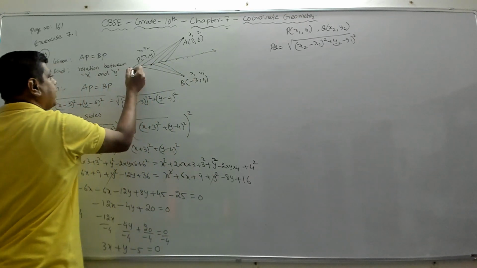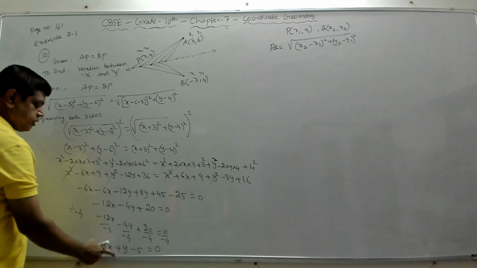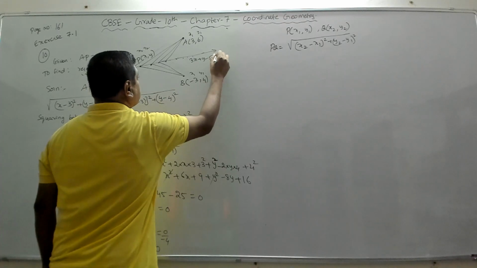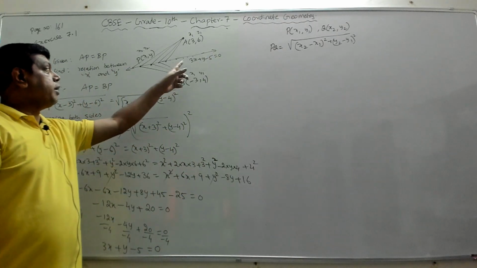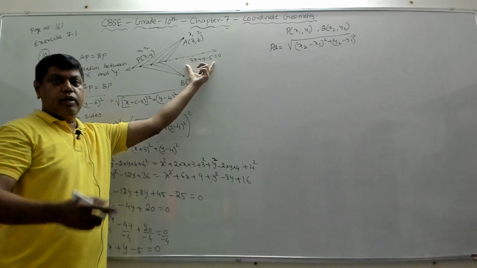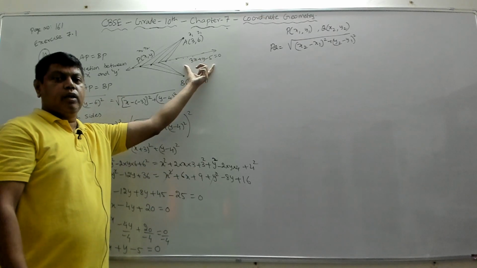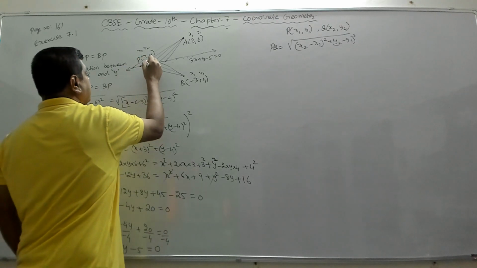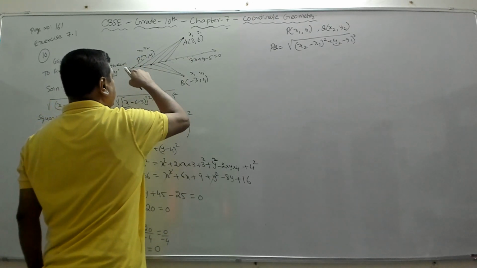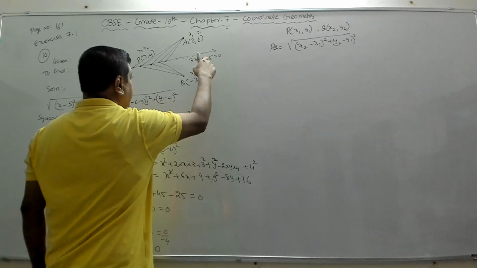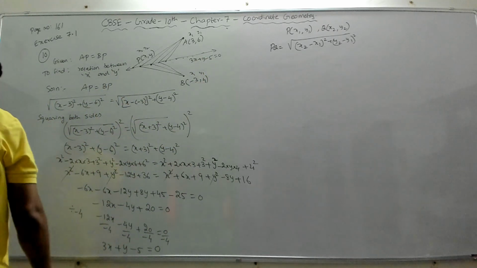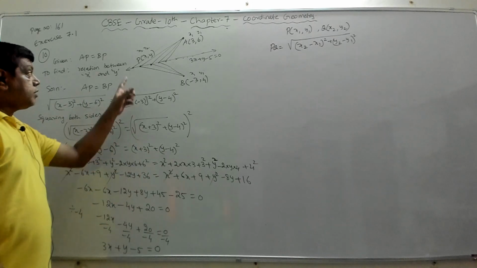You get a straight line, and the equation of that straight line is 3x plus y minus 5 equal to 0. Which means any point which satisfies this condition, any x and y that satisfies this condition, that point will be equidistant from these two points. So you will have many such points which are equidistant from these two points. If you connect all these points, you will get a line. And that is the equation of the line that we have got here: 3x plus y minus 5 equal to 0. This is the equation of this line.